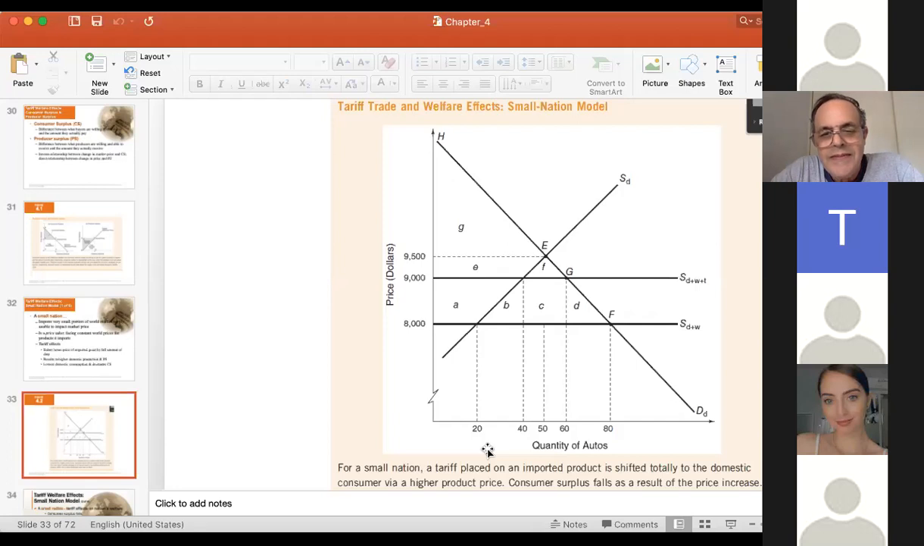Anyone else? It's going to be A plus B plus C plus D. All of this will be loss to the consumer. In other words, the consumer will find that their surplus has been reduced by the amounts A plus B plus C plus D.